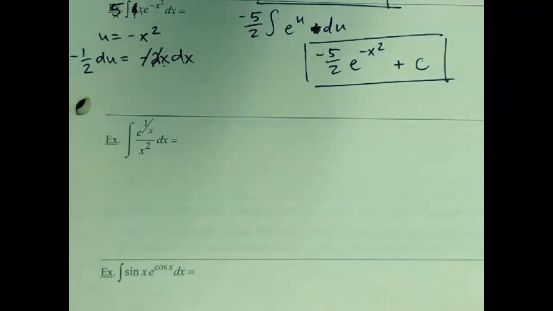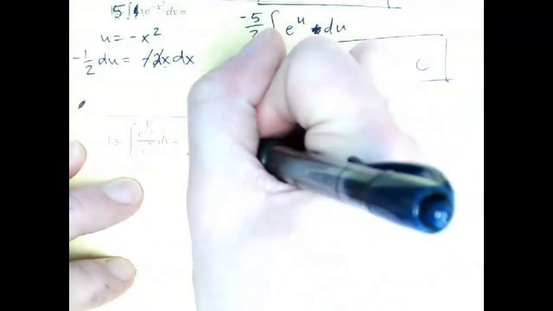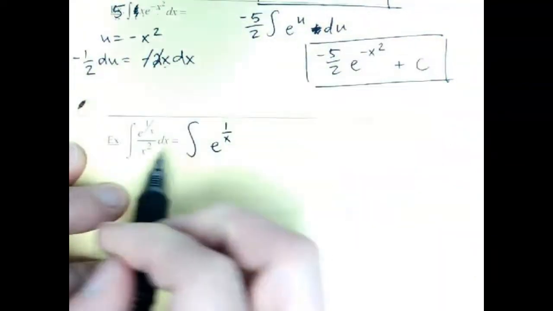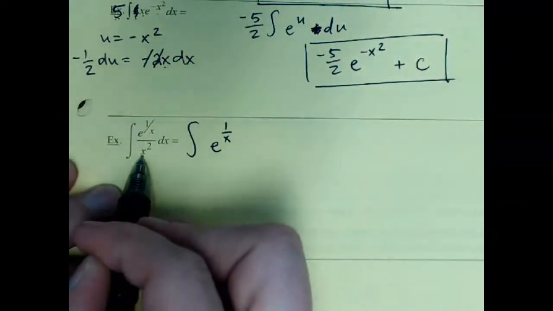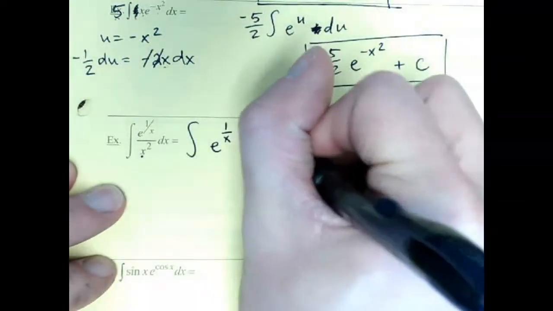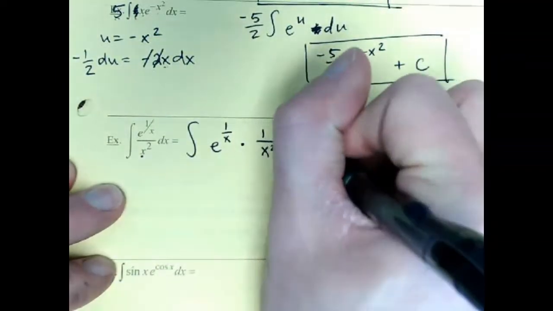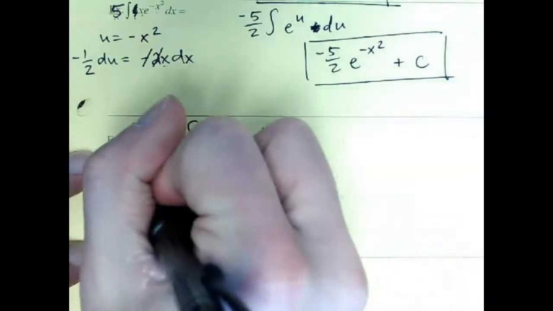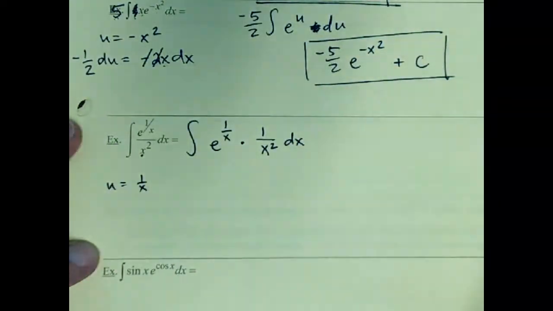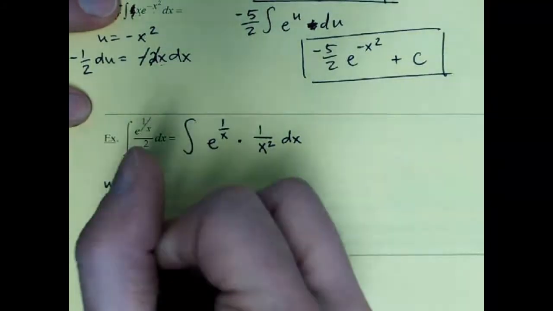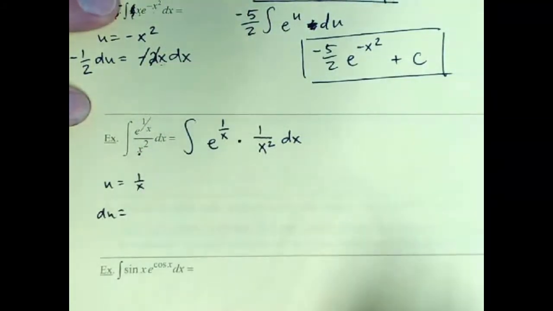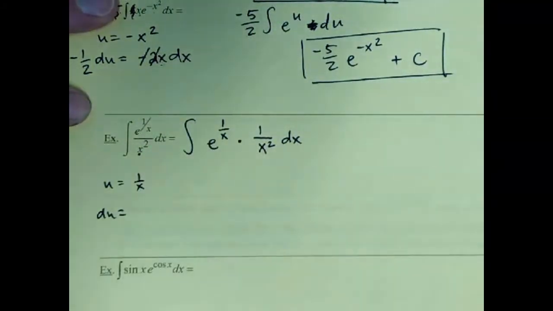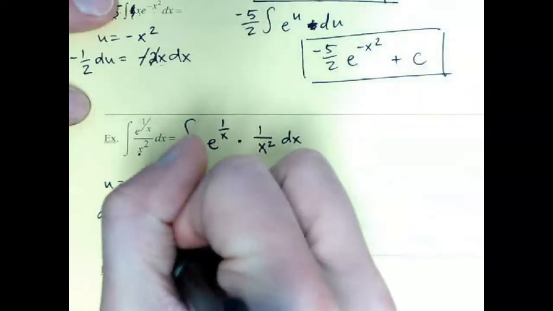This next one, you may benefit from rewriting it. You have e to the 1 over x, but instead of writing it as divided by x squared, you could write that as times 1 over x squared dx. And that may help you see that here's the u, right? The exponent is still the u value. Now that's a reciprocal. That's x to the negative first. So if you take the derivative, that's going to be negative 1 x to the negative second, so the derivative would be negative 1 over x squared.